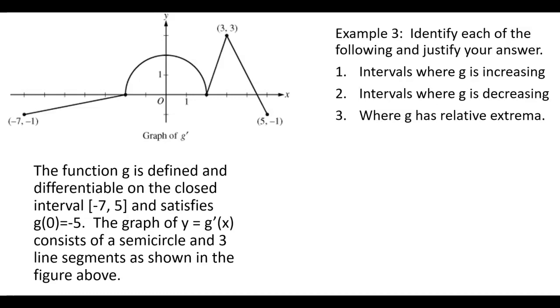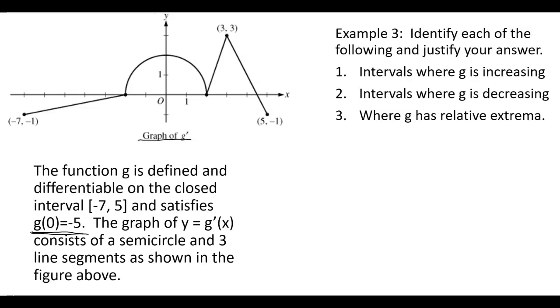The function G is defined and differentiable on the closed interval from -7 to 5, and it satisfies this initial condition, which means that when x equals 0, G equals -5. The graph of y equals G prime consists of a semicircle and line segments in the figure above. So this is the derivative of G graphed here. We know an initial condition about G, so let's continue and see what we can accomplish here.